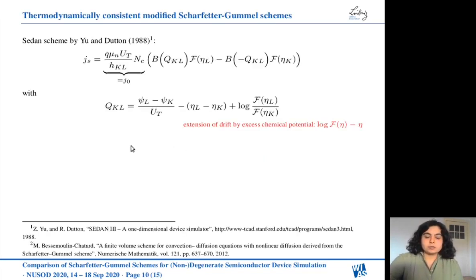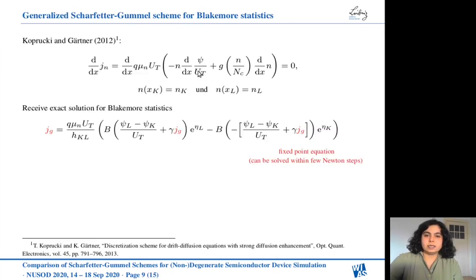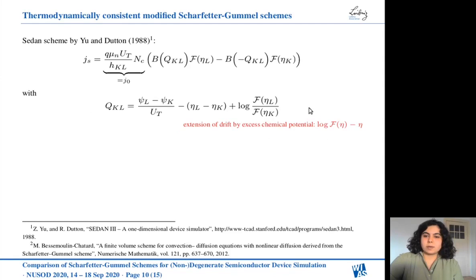The earliest reference we could find for the first scheme is a software package called MM03 developed by colleagues from Stanford University in the 80s. Therefore, we will call this scheme the Yu-Dutton scheme. A special aspect here is that there are comparisons of the device simulator itself with other simulation tools available, but there are barely comparisons of this flux discretization scheme with other schemes known in the literature.